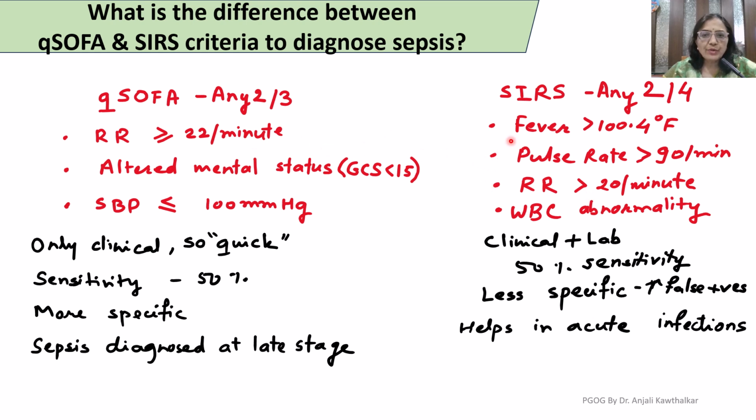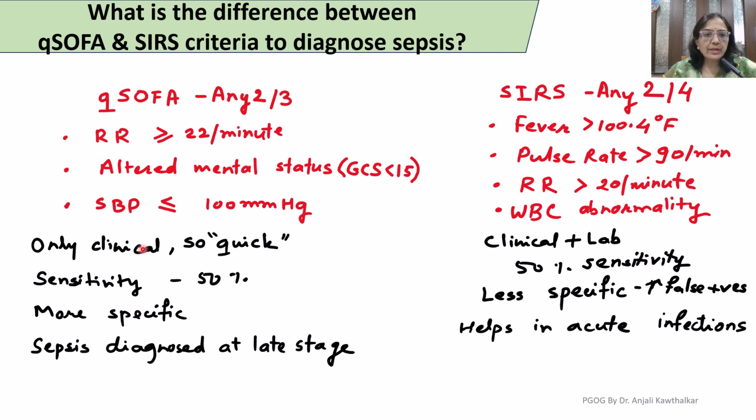What differs is that fever, pulse rate, and WBC abnormality are there in SIRS. All these are not there in qSOFA. In qSOFA, it is altered mental status and systolic blood pressure less than or equal to 100 mmHg.